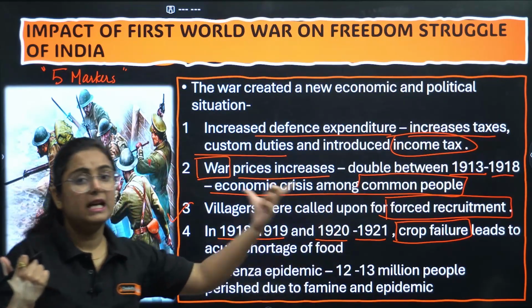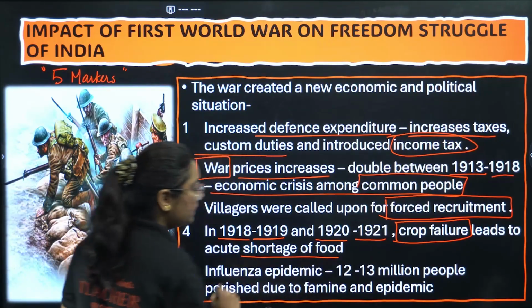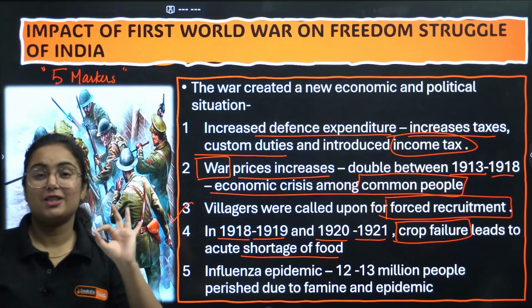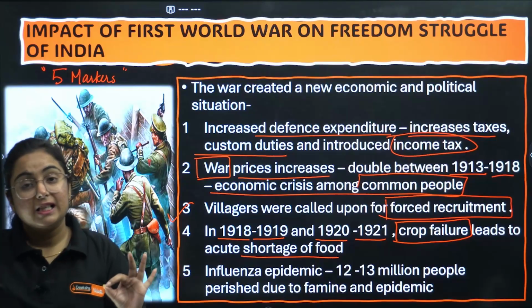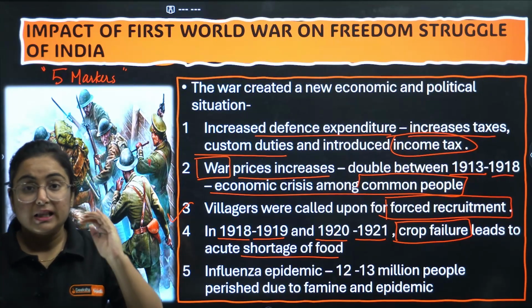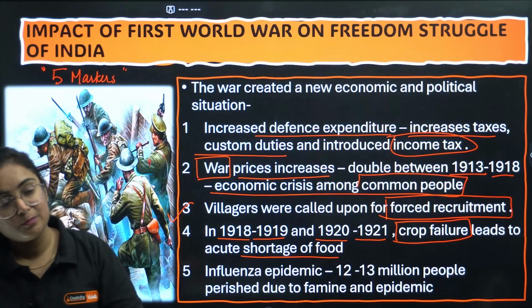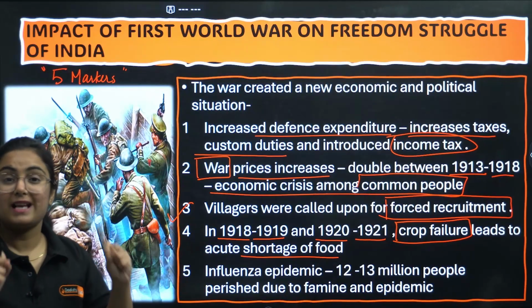Crop failure led to hunger because there was a shortage of food in the market. Whenever there is a shortage of commodities, there will be an increase in prices. Now people do not have money, and they will be unable to buy it. What will it lead to? It will lead to famine. This is the situation that was happening.